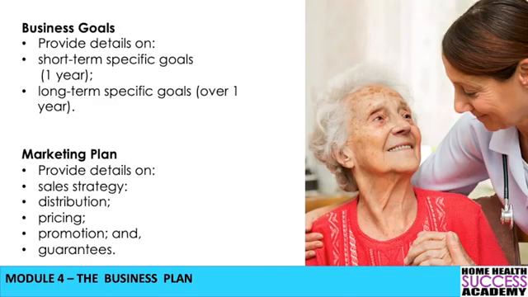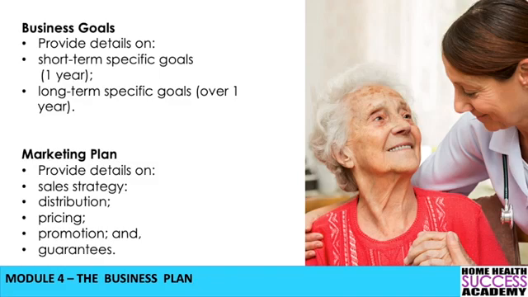Let's talk about the business goals. So what are your business goals, right? Provide details on your short-term specific goals, that's your 1-year plan, and your long-term specific goals, which is over a 1-year plan. And you must be able to at least say, hey, this is what we're going to be expecting.